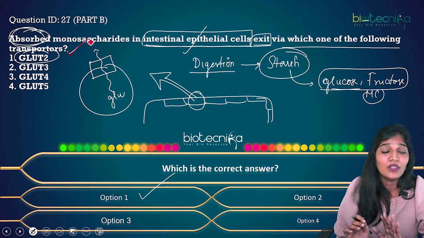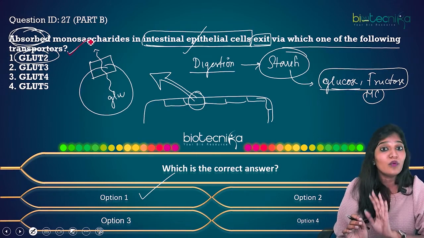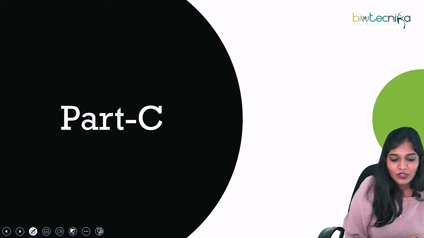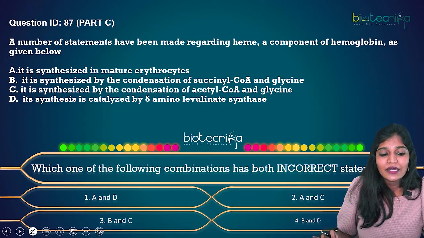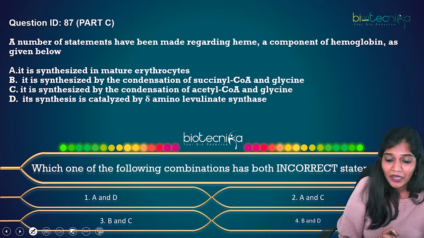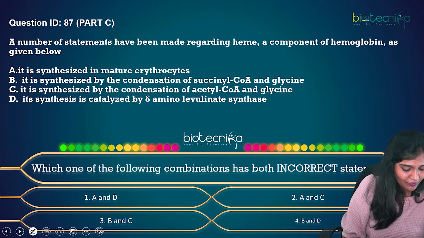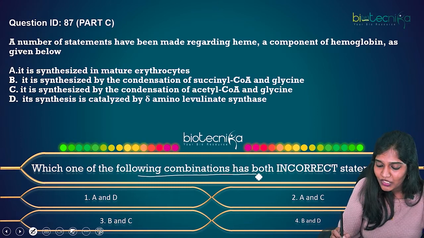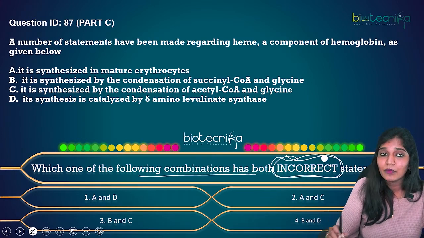So we are done with 4 questions in part B in system physiology and animal. Now we are moving on to part C. The part C question ID 87, let's talk about it. A number of statements have been made regarding heme, a component of hemoglobin, given below. What we have to find out is which one of the following combinations has an incorrect statement. So we have to find the incorrect statement, not the correct one.